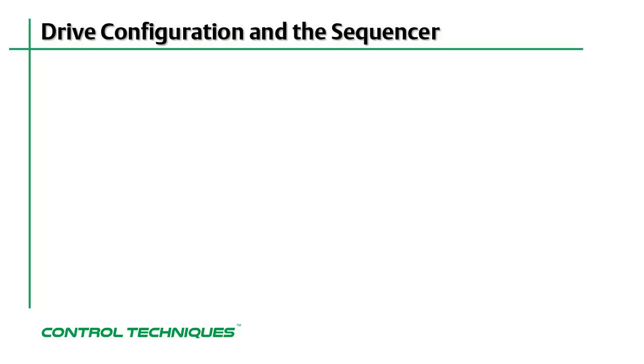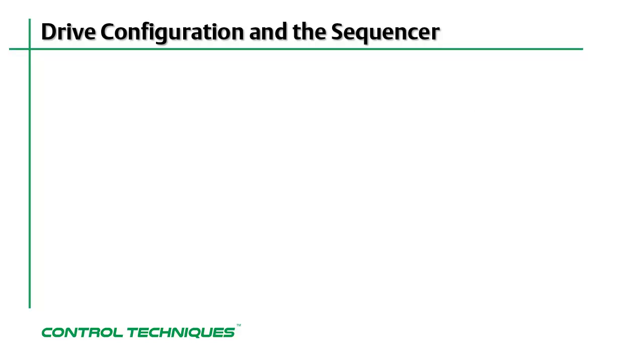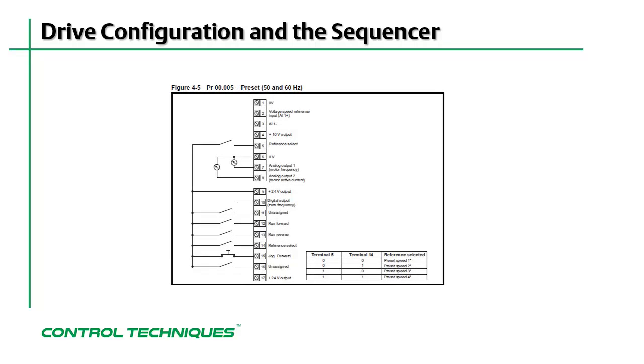I'll now change the setting for this parameter to preset. In preset mode, the drive will get its speed reference from one of 8 user-programmable preset speeds. Here is the diagram for how the sequencer functions have changed to accommodate this drive configuration. Notice how the function of terminal 14 is now changed as compared to when the drive was in AV mode. That's why it's important to have a knowledge of the relationship between Menu 0, parameter 5, and the drive sequencer.